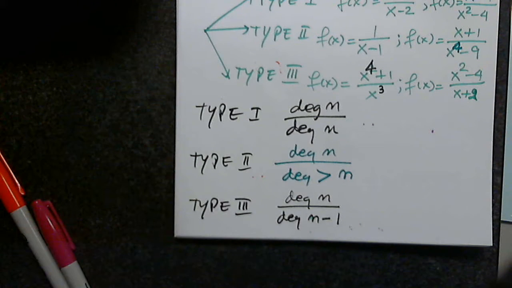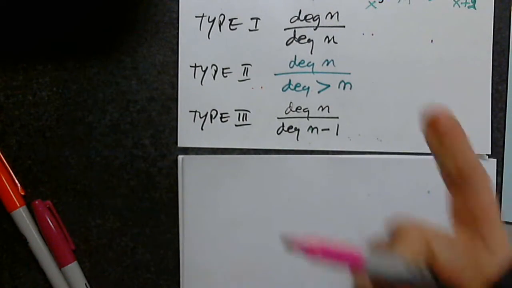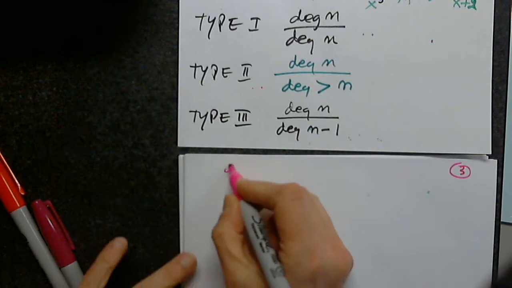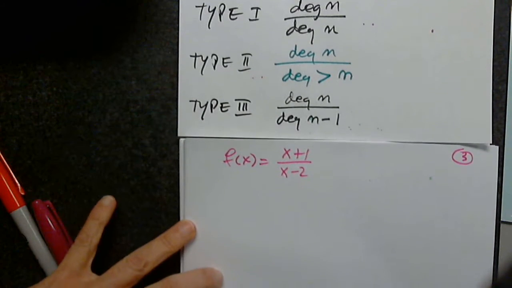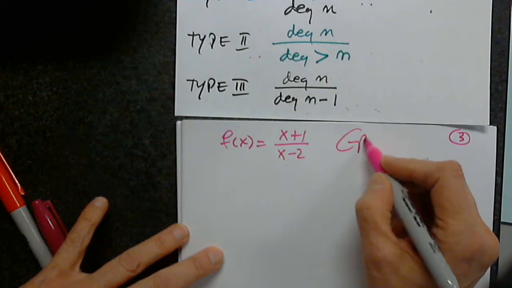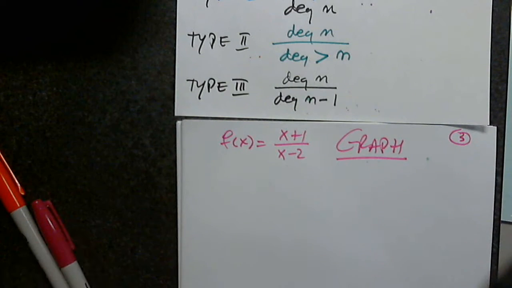Okay, so let's start with number 1. I'm going to start with that example. f of x equals x plus 1 over x minus 2. We're asked to graph. First, I'm going to ask myself, like we did before, what type of function is this? Is it linear? Is it quadratic? Is it a polynomial? Is it rational? Is it radical? Is it absolute value? What is it? Rational. It's a rational function, correct.